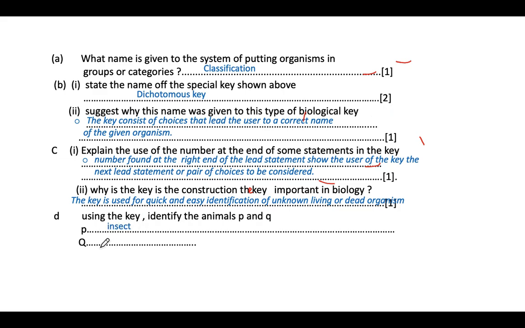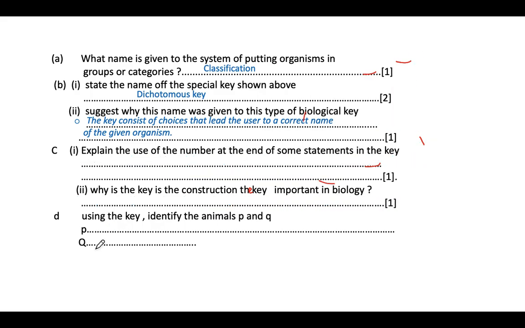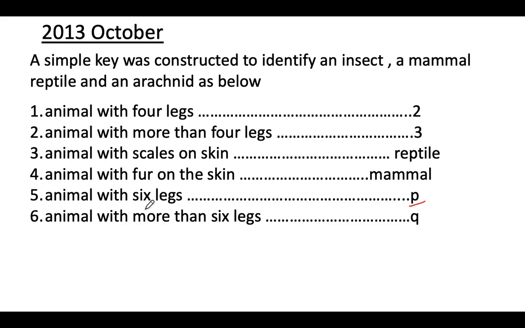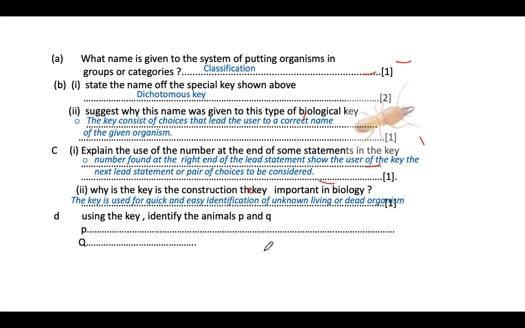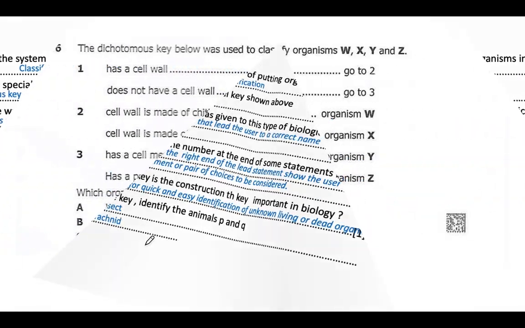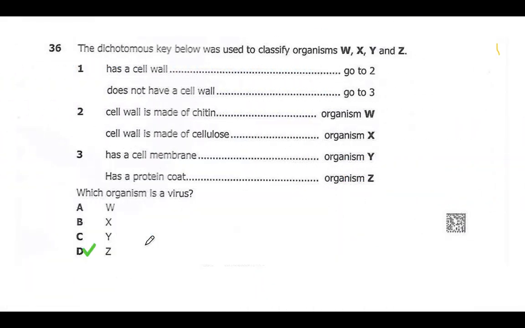And then Q, if we look back on Q, an animal with more than 6 legs. So which animal has more than 6 legs? Let's try to see from here. The animal that has more than 6 legs is an arachnid. An arachnid has more than 6 legs. So we can have a spider. A spider can be an example.